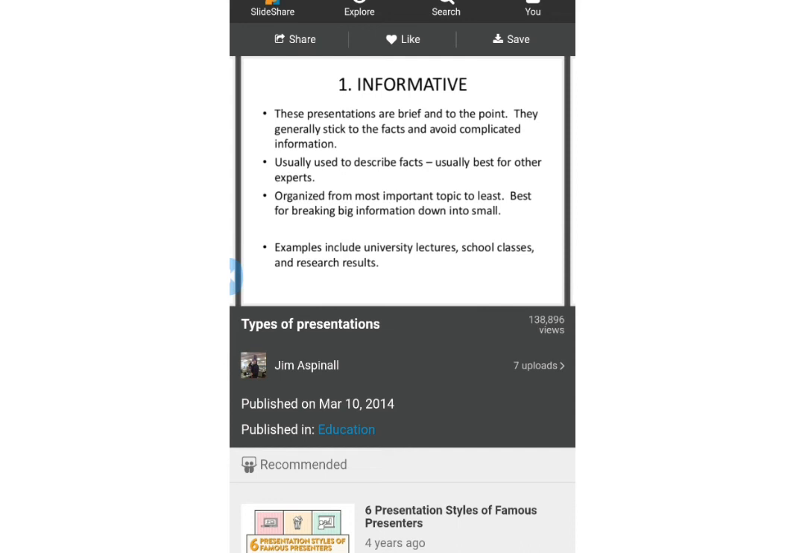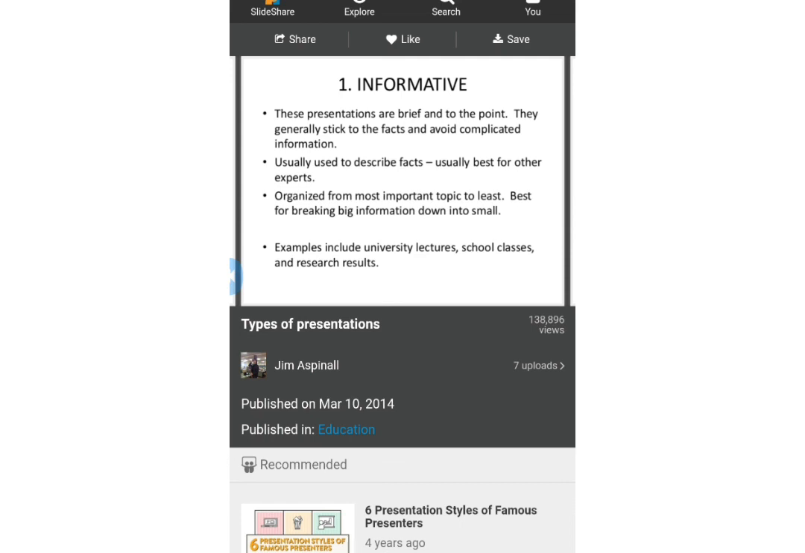So in an informative presentation, what happens? It is organized. How is it organized? From the most important topic to the least important topic. So first you talk about the most important topic, and then you move on to the least important topic. It is best for breaking big information down into small. So if I want to give you very large information, I will break it down into small by talking about the important thing first and the least important things at the last. The examples are given there. Examples include university lectures, school classes, and research results.